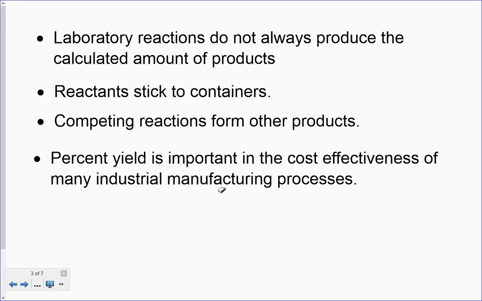Okay, so there are different reasons why that happens. Mostly it's because the reactants don't always mix well with each other. They stick to the sides of the containers. There are competing reactions that form other products, which may be minor products from the reactions, that we don't usually take into account. And the reason this is important is because percent yield matters in a manufacturing process. They need to figure out how much of a product they can get in a certain reaction, and to do that they need to figure out the percent yield.